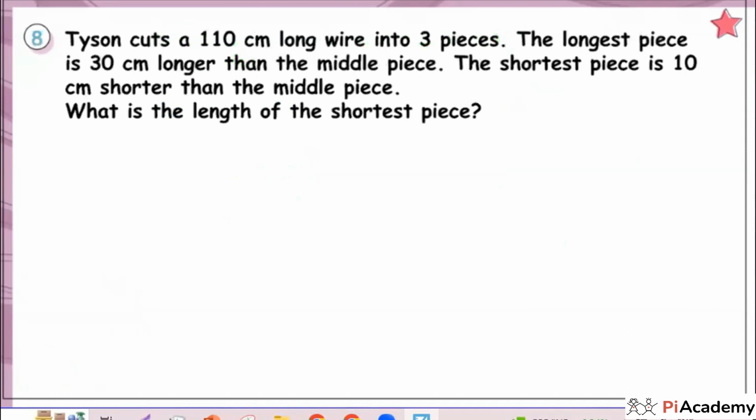Question number 8. Let me ask anybody to read this. Varun, can you please read this question? Tyson cuts a 110 centimeter long wire into 3 pieces. The longer piece is 30 centimeters longer than the middle piece. So the shortest piece is 10 centimeters shorter than the middle piece. What is the length of the shortest piece?